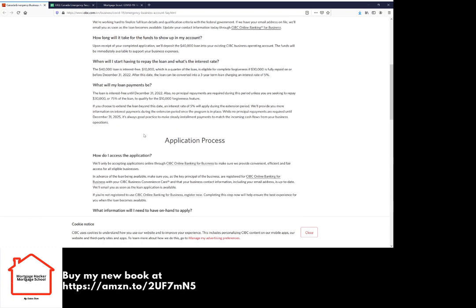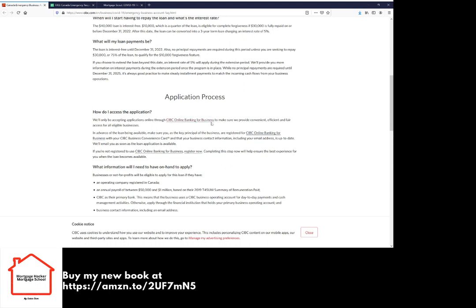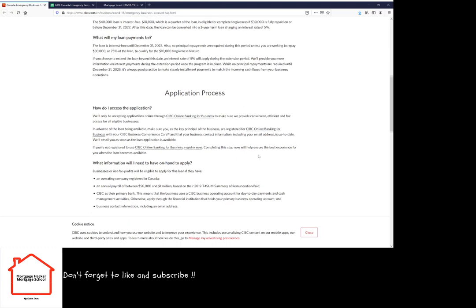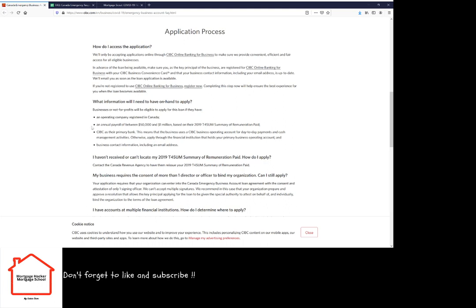And then how do you apply? Most of the banks that I have researched are using online banking, so you must have online banking. There's an annual payroll requirement, and this one is important: an annual payroll of between $50,000 and $1 million based on the 2019 T4 summary of remuneration paid. So if you have employees and you pay them between $50,000 and $1 million, then you should be fine. If your primary bank is CIBC, or whichever bank your account is with, you go to that bank, okay?